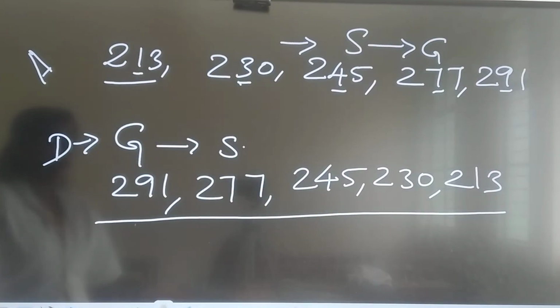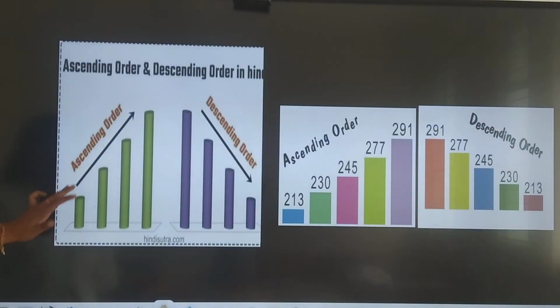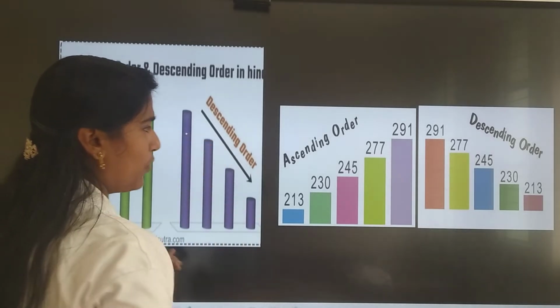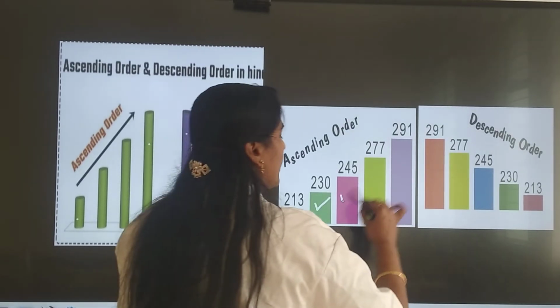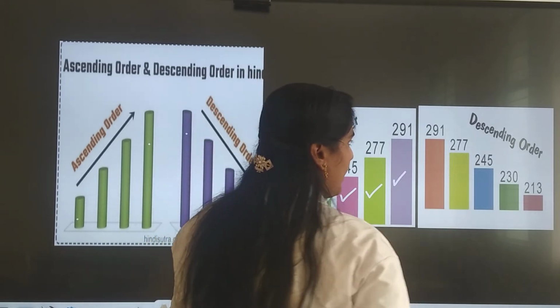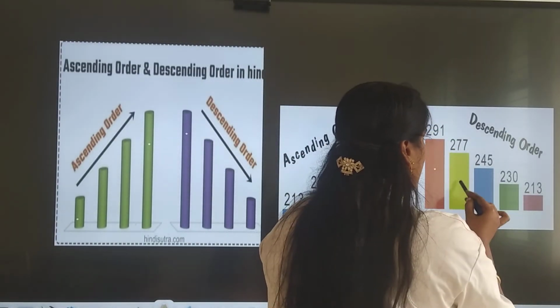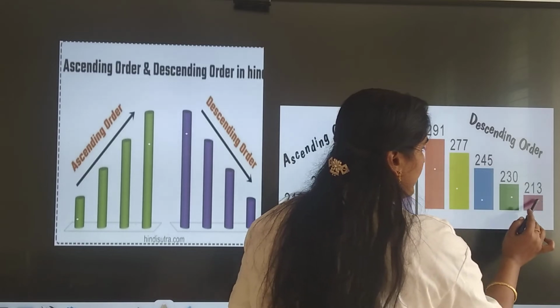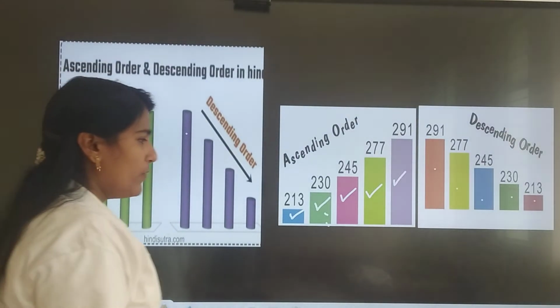Okay. So now let us check some more examples. Before that, the same example here: ascending means from the smallest to greatest, descending means greatest to smallest. So in the previous example, descending order is 291, 277, 245, 230 and 213. This is the descending order of arrangement. Okay. Now, shall we see one more example?